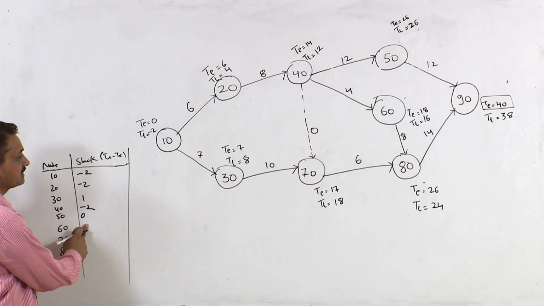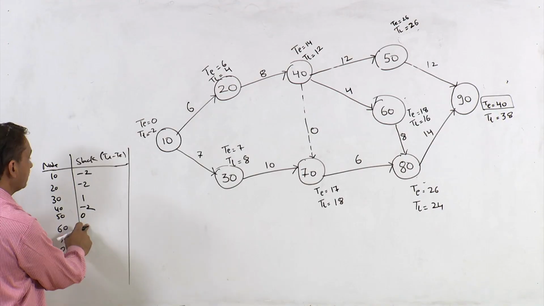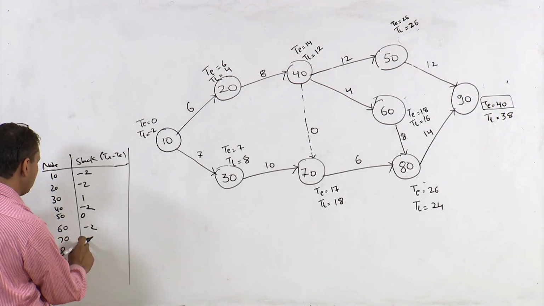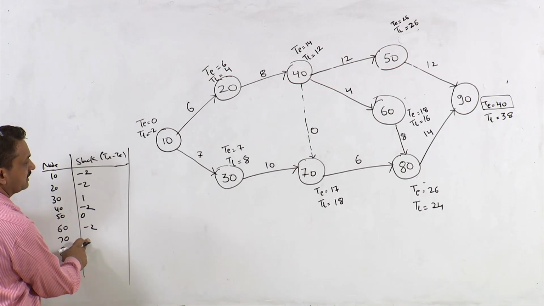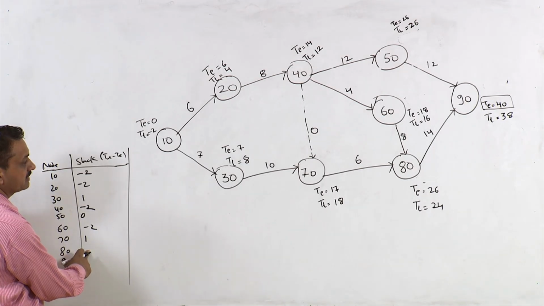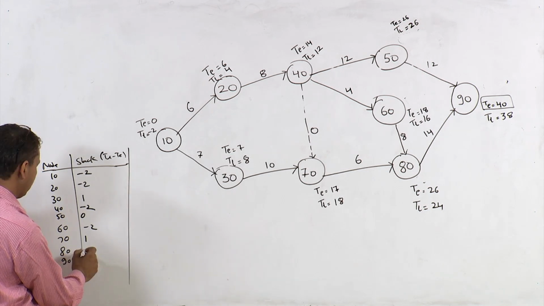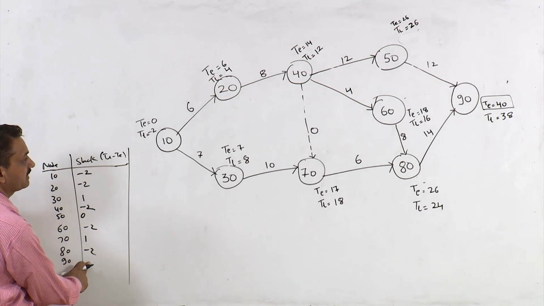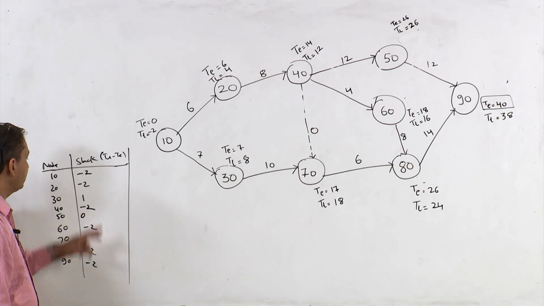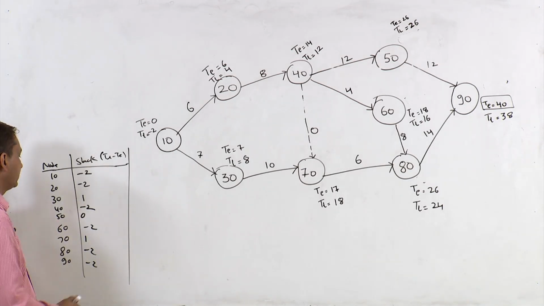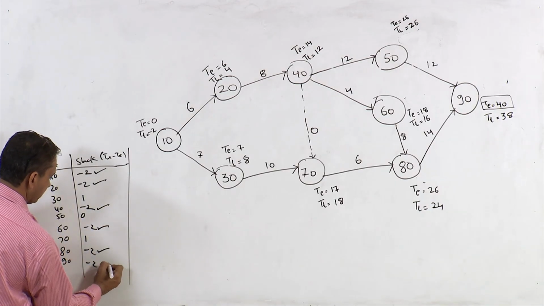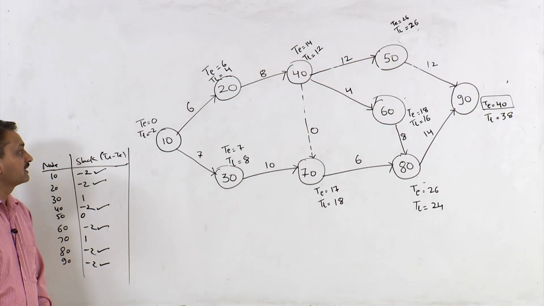For node number 60, it is minus 2. Node 70, it is 1. Node 80, it is minus 2. Node 90, it is minus 2. So if you look at all these slacks, this is minus 2, minus 2, minus 2, minus 2, minus 2 and minus 2. So this is your critical path.